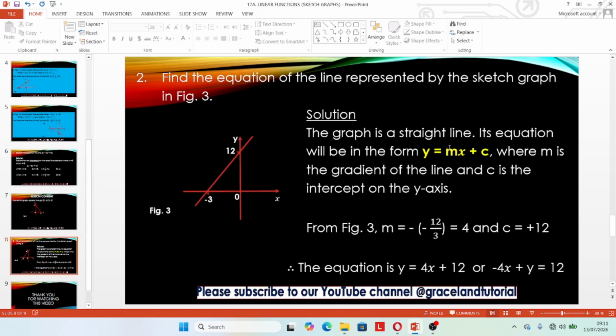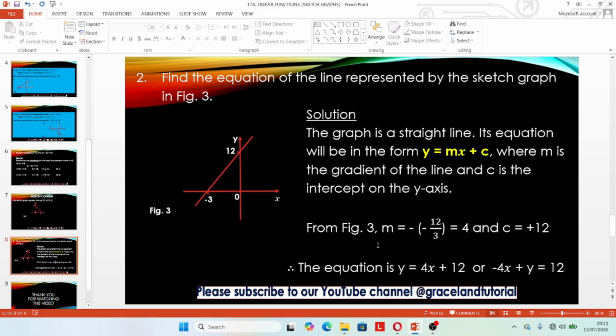Now, to get the gradient from the graph, all you just need to do is look at where the line cuts the y-axis, and where the line cuts the x-axis to find the gradient. Now, the line cuts the y-axis at 12, and the line cuts the x-axis at minus 3.